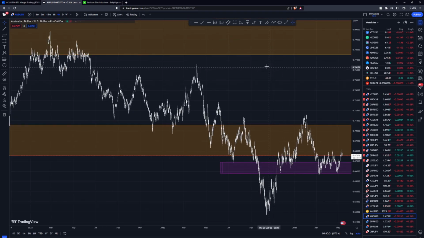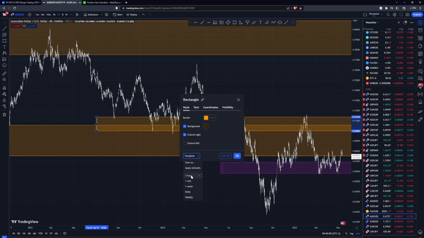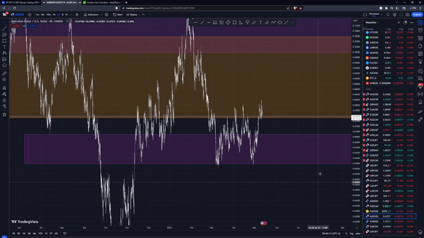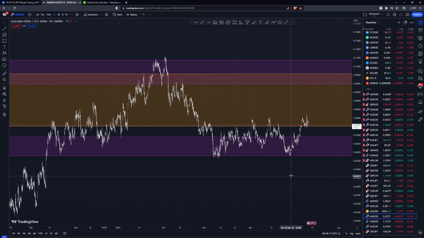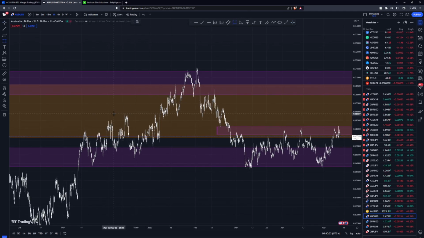and then 4 hour. And I could even go a little further down on the time frame. So I went down to 1 hour here. You could get some more minute zones that could work out for you.